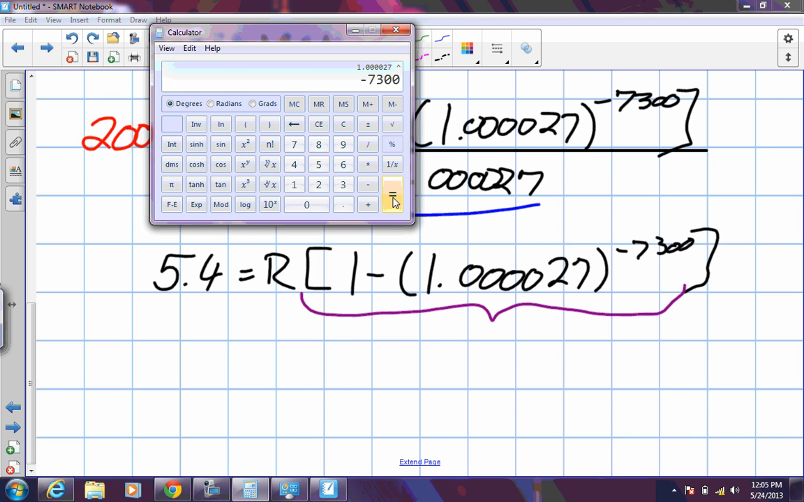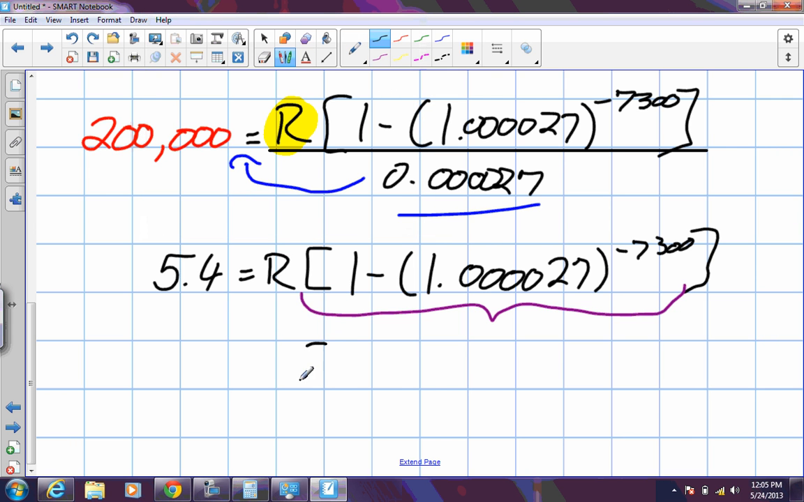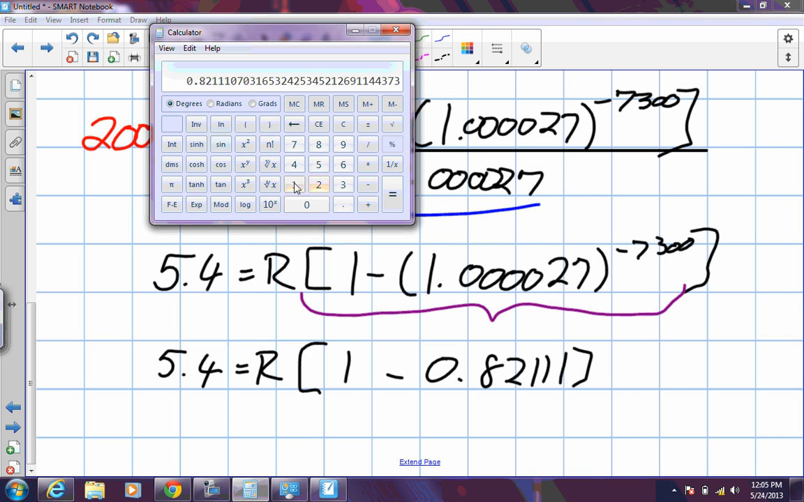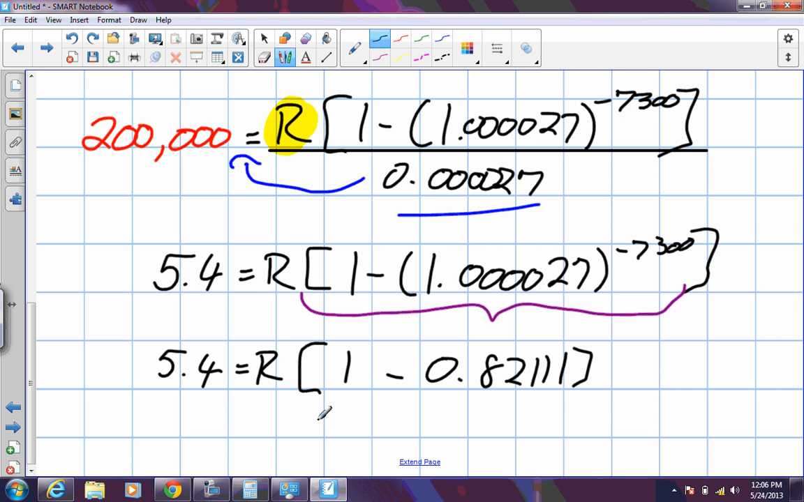So I'm going to have to write it out once. 0.82111. So this becomes 1 subtract 0.82111, still multiplied by R. I just haven't subtracted the 1 from it yet. So take 1, subtract 0.82111, which gives 0.17889. This is being multiplied by our R.